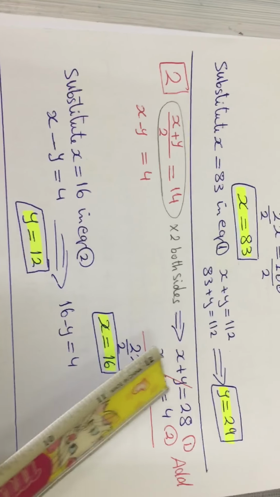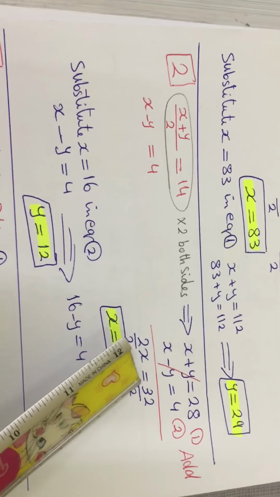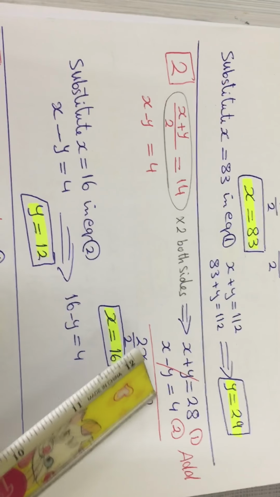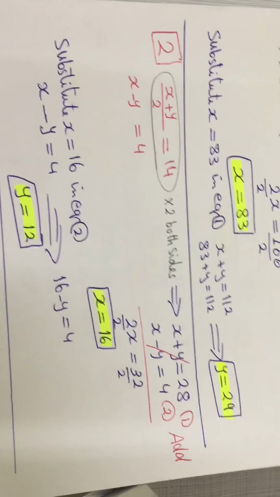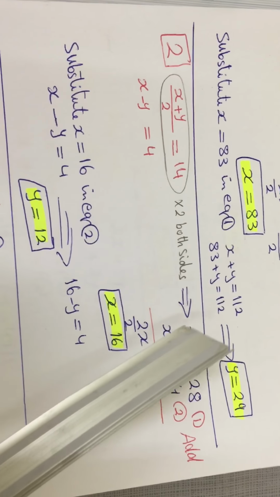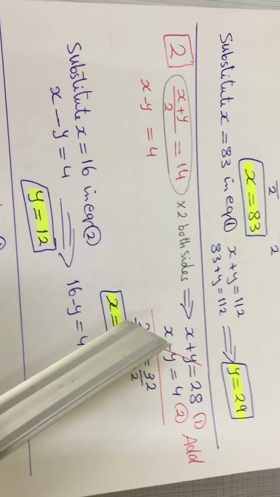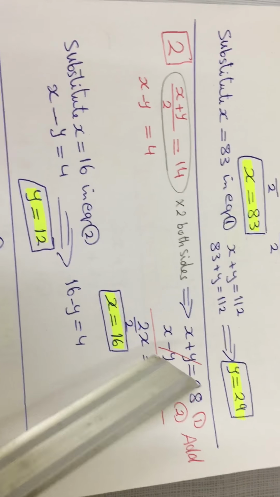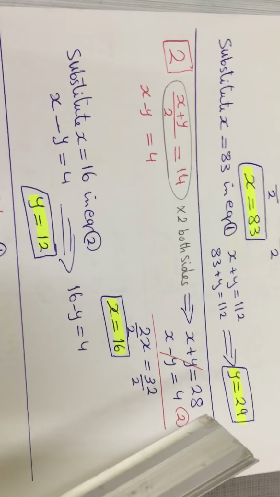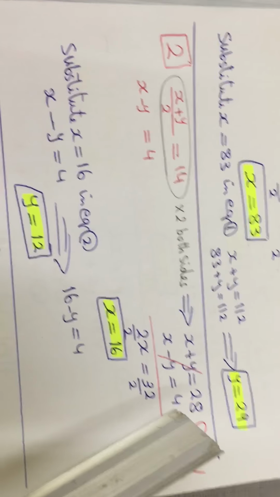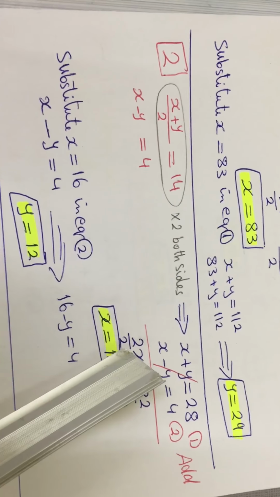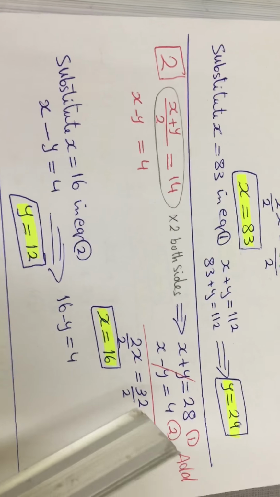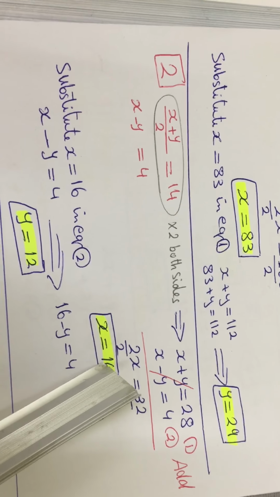What is the suitable way I can use here? Also, I find positive and negative y, so I can use elimination. Now, by elimination, x plus x equals 2x. Y and the negative y equal 0, I'll not write 0. 28 plus 4 equals 32. I'll divide both sides by 2 to get just 1x, so x equals 16.